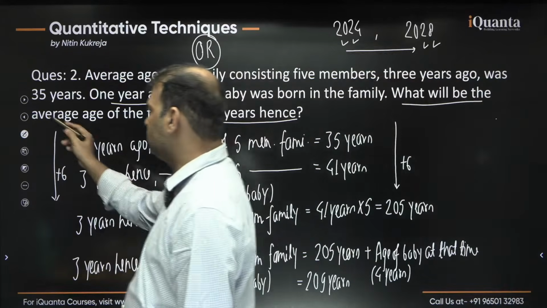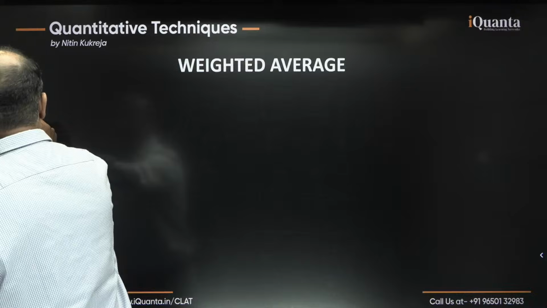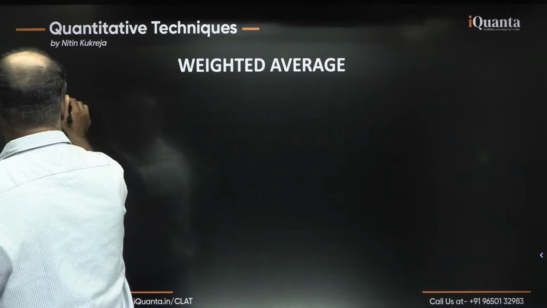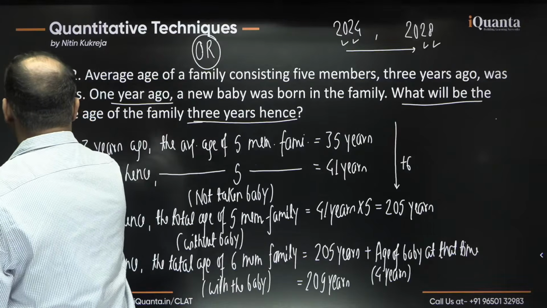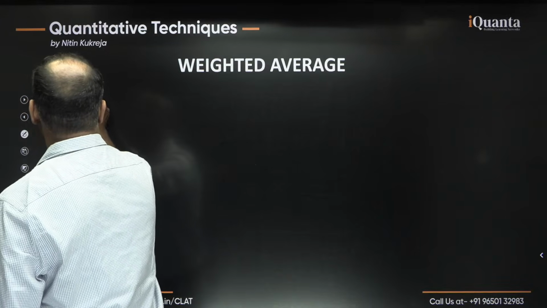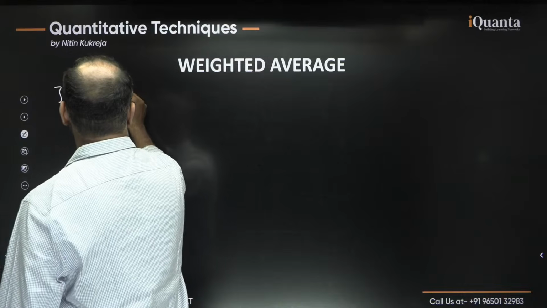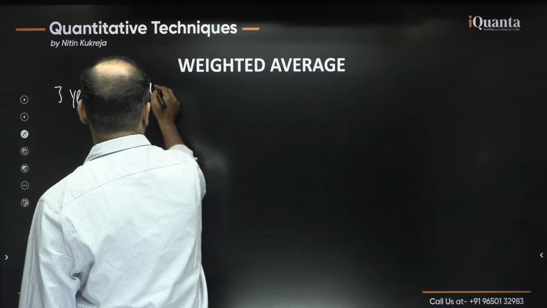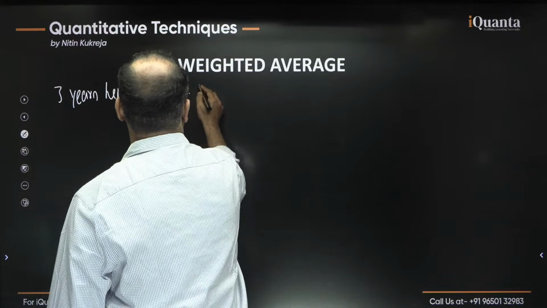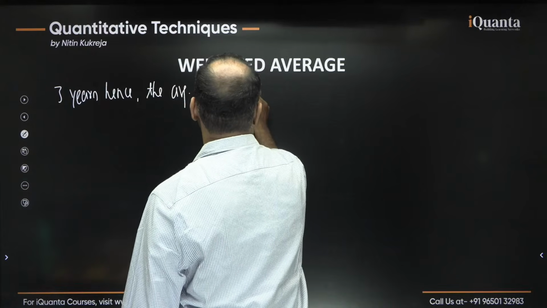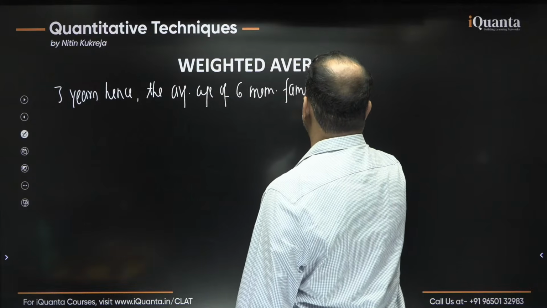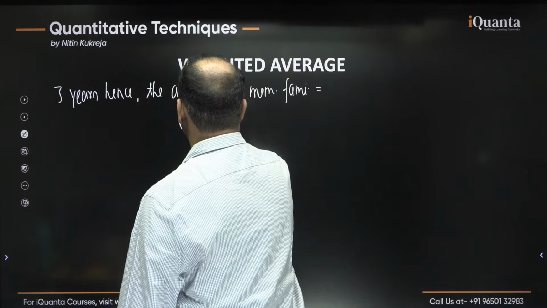Okay, so we just have to do one more calculation. All right, let's do this here. So what do we have to find? 3 years hence, the average age of 6 members family with the baby, right? Including the baby.